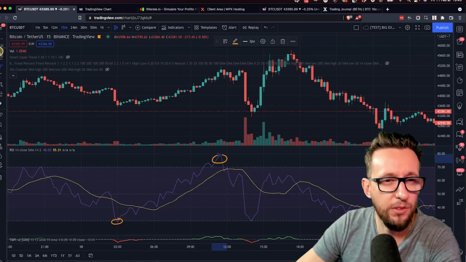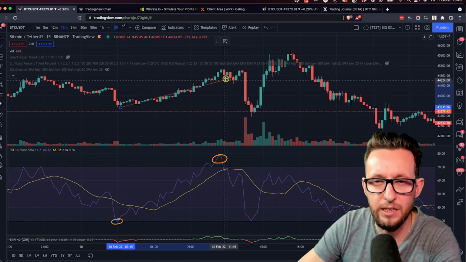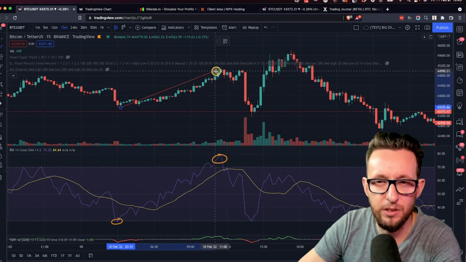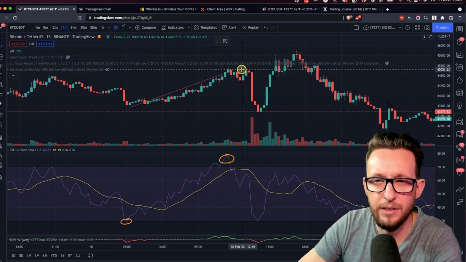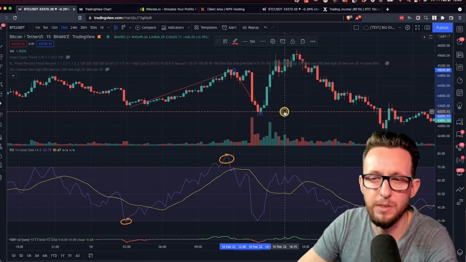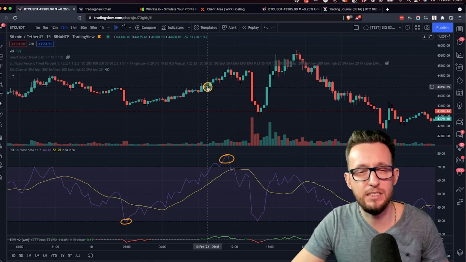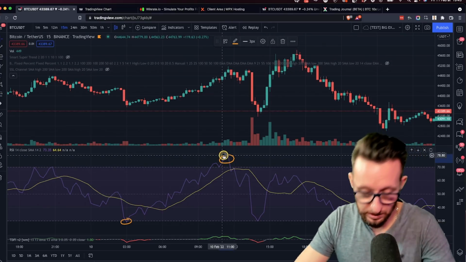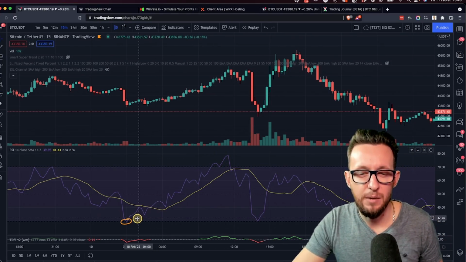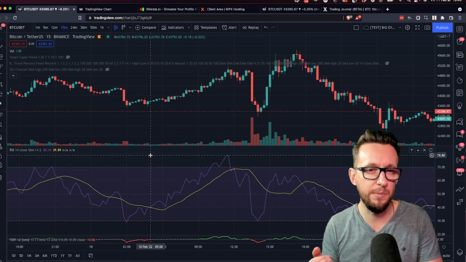Now technically on this one here it would have been a good entry, because as you can see we would have been able to take advantage of this pump here, and this sell here would have been a good entry as well. But unfortunately, in the long run, the RSI doesn't tend to give you good scalping strategies. Maybe on a higher time frame might work a little bit better, but without any other confluence, it does tend to lose money.